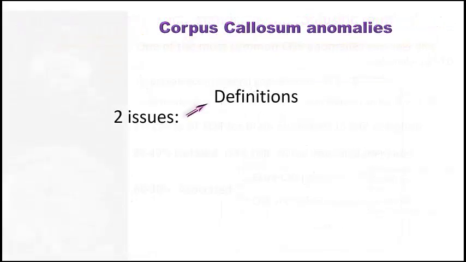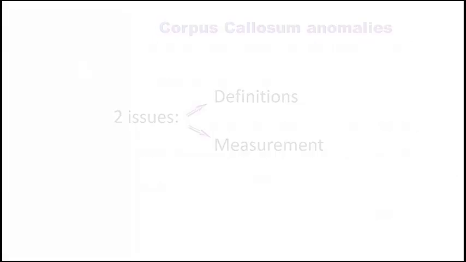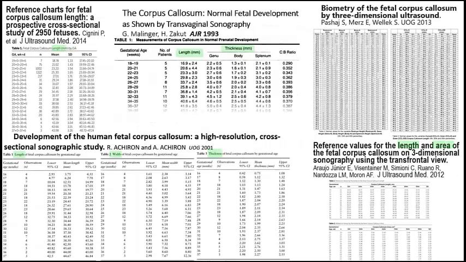And then we have another important issue: how to define the thin, short, or thick corpus callosum. This is an important question because there have been published several reference charts for the length, width, and thickness of the corpus callosum, with different numbers of patients and using different methods, 2D, 3D, and also MRI.